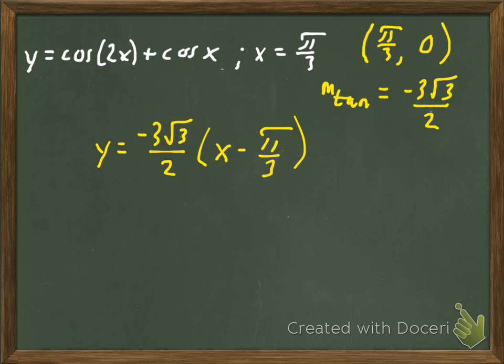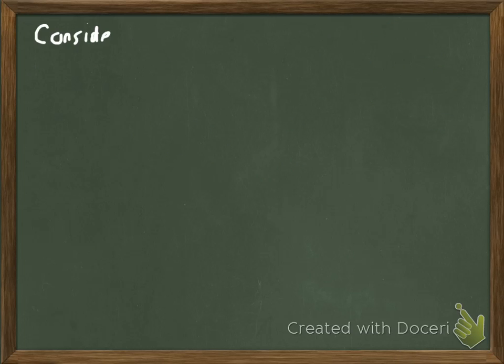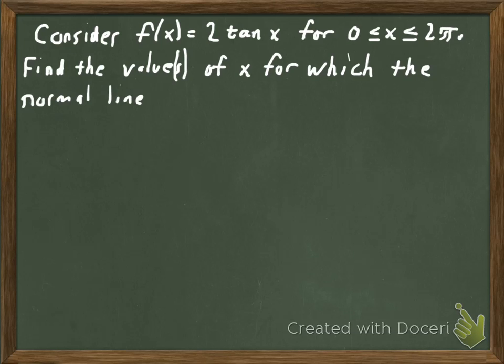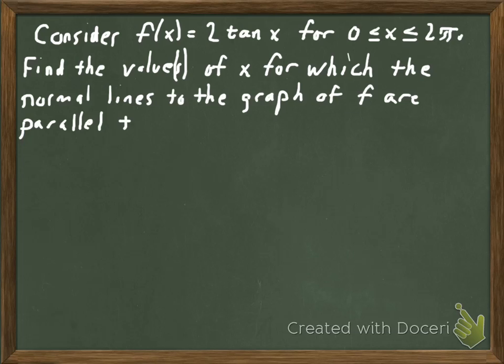Alright, one more example here in this video. Let's take a look at it. Got another function f of x for you to consider, and we're going to say that f of x is equal to 2 tangent of x, and we're going to look at that over the interval from 0 to 2 pi. What I'm wanting us to do here is find the value or values of x for which the normal lines to the graph of f are parallel to y equals negative 1/8 x minus 1.